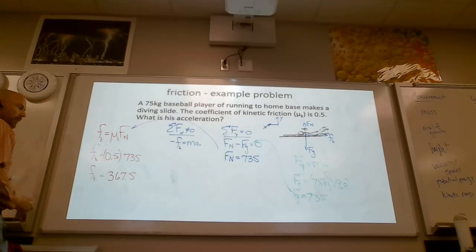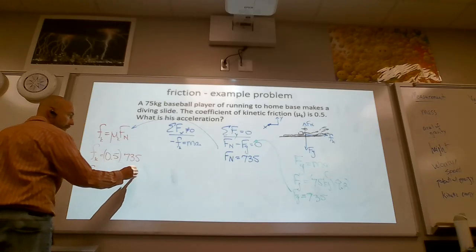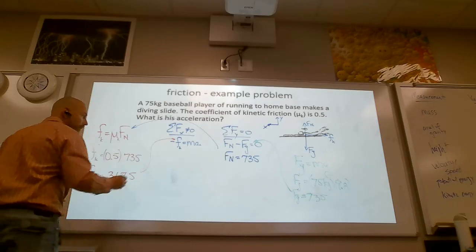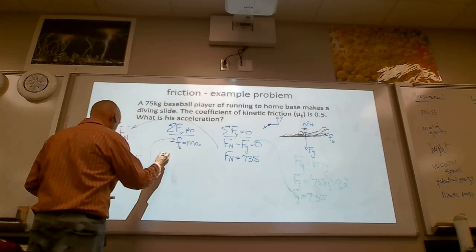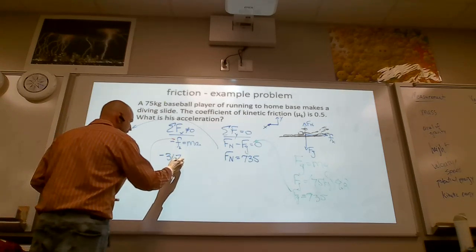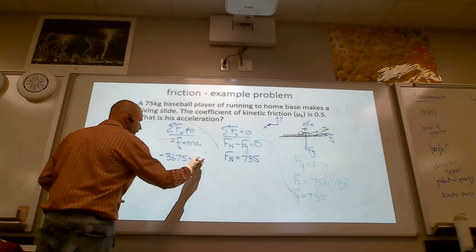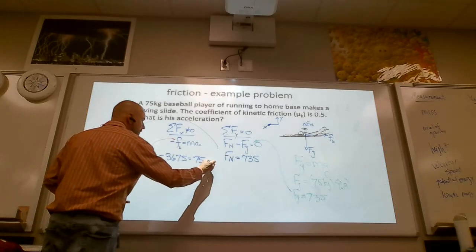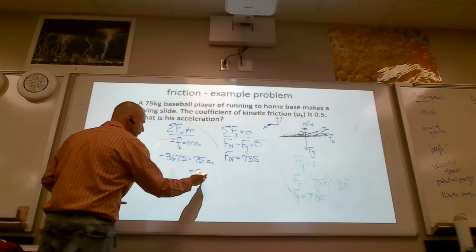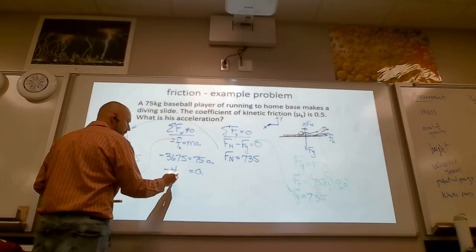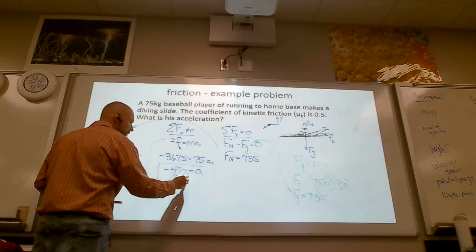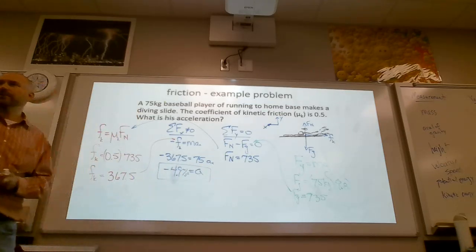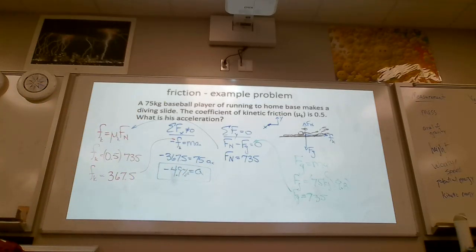And then I can do what with that? So I got a negative 367.5 is equal to 75 kilograms times acceleration. Acceleration is equal to negative 4.9 meters per second squared. Okay.